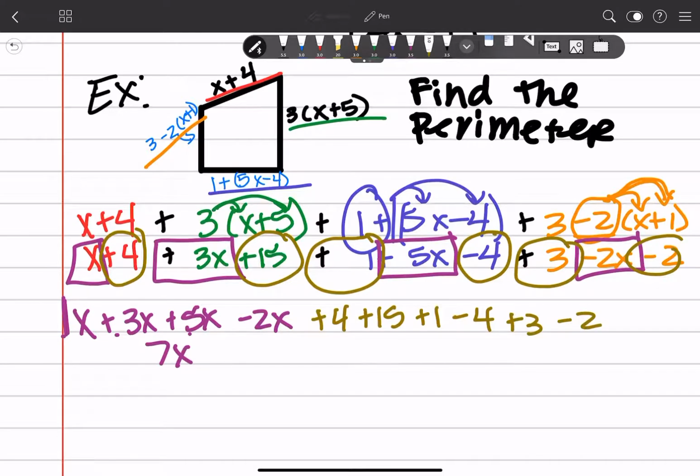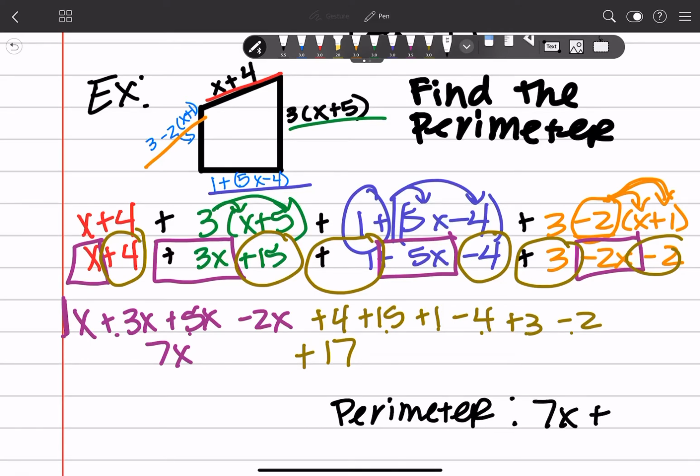All right, so now we have to add up all of these. Now I've gone ahead and done part of it, and this is going to be plus 4 plus 15 is 19, plus 1 is 20, minus 4 gets you 16, plus 3, 19, minus 2, you're going to get 17, and it's a positive. And hey, guess what? Your perimeter for this is going to be 7x plus 17. That's it.